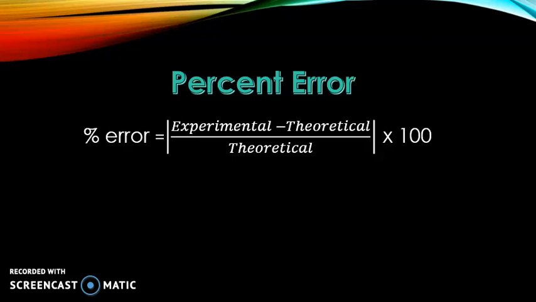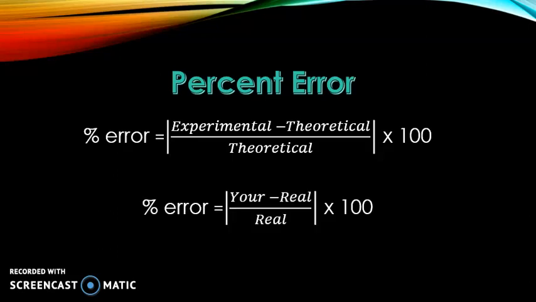Sometimes when you're doing the subtraction on the top part of this fraction, it can come out to be a negative number. The absolute value bars simply mean to make it a positive value. Percent error is always presented as a positive value. And that's experimental minus theoretical, divided by theoretical, times 100. So in English, this is what it actually means.